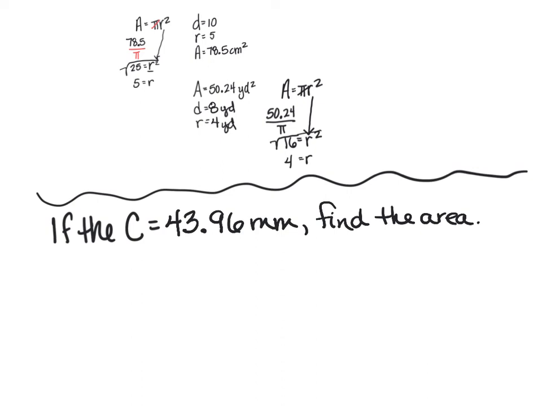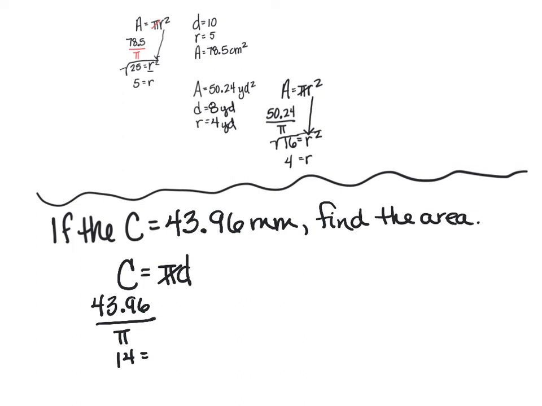C equals pi d. C equals pi d. Then what do we do? Then you would put 43.96 under the C, and then divide by pi. And when you divide by pi, what's it give you? 14. Gives you 14. Now, for those of y'all wondering why we got to write the formula, this is why.